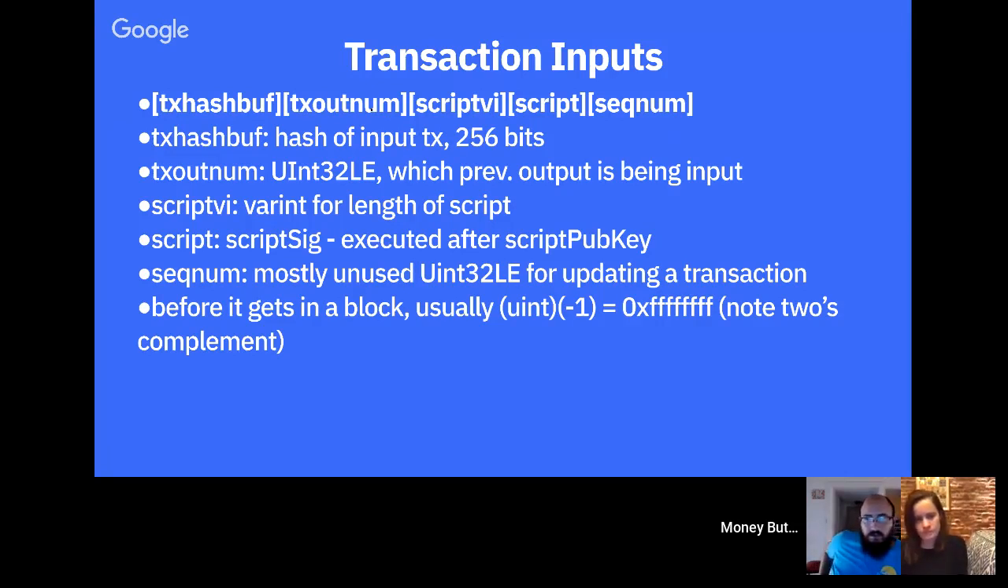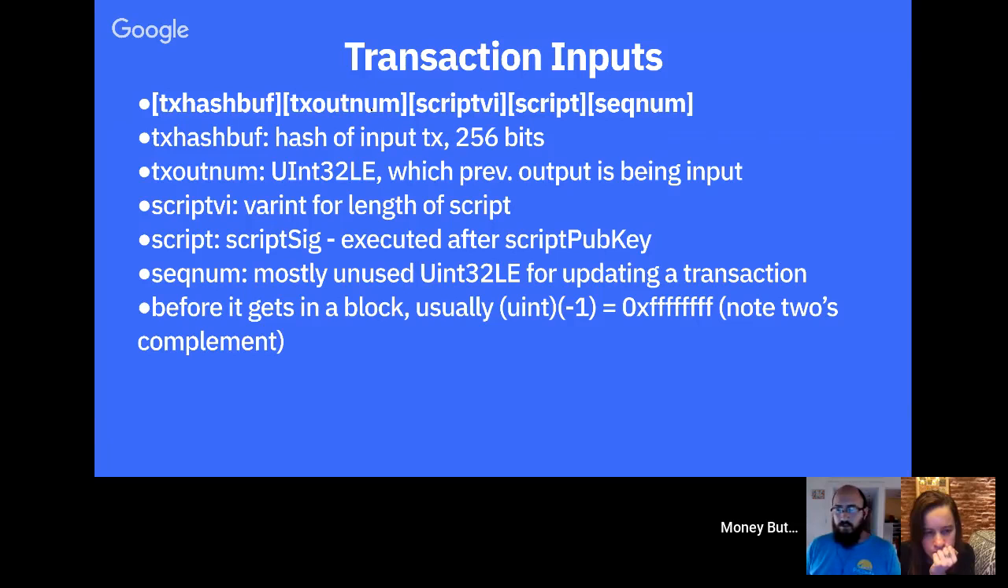And the hash is a 32-byte hash value. The output number is an unsigned 32-bit little-endian integer, which is which output number of the previous transaction is being spent. The script length is a variable-sized VarInt or compact size length number, followed by a script in binary, which, when we cover how to validate a transaction, is executed actually first, followed by the output of the previous transaction.